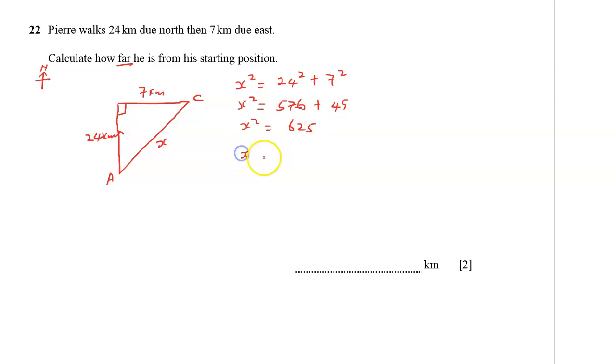And to find x, we get the square root of both sides. So the square root of 625 is 25. You should memorize these square roots. So the distance between the starting point and his new position is 25 kilometers.